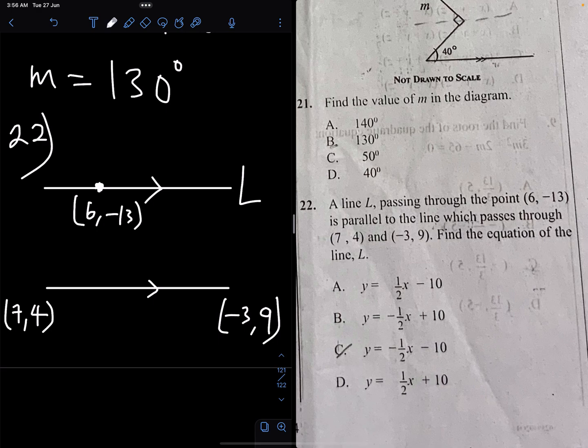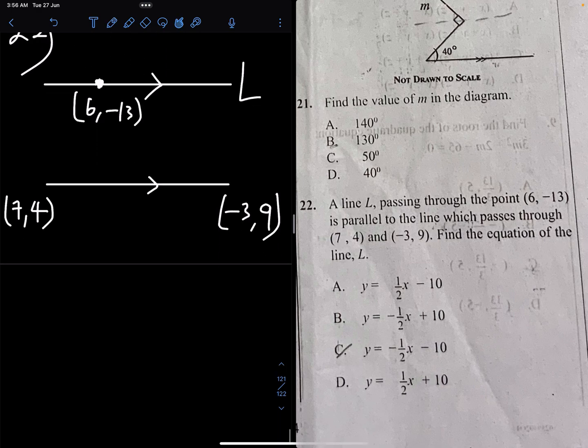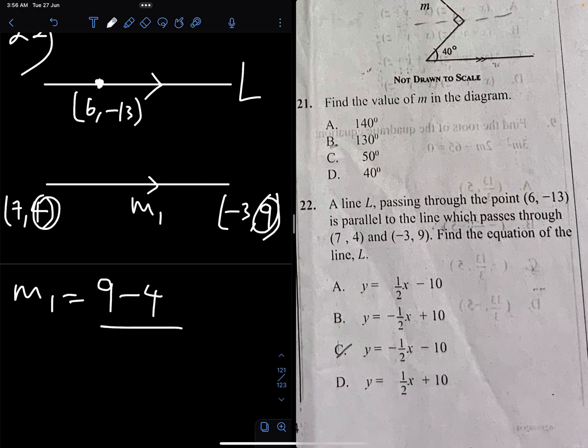Now, how do we find the equation of a line L? First of all, let me find the gradient of this second line. How do we do that? Let's call the gradient of this line M1. M1 will be equal to y2 minus y1, and that's 9 minus 4. This is y2 while this is y1, over x2 minus x1, which is minus 3 minus 7. This is x2 and this is x1. And that equals what?